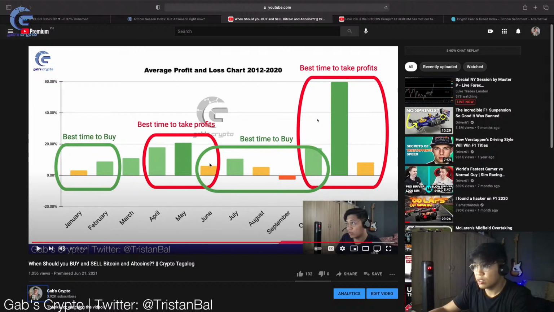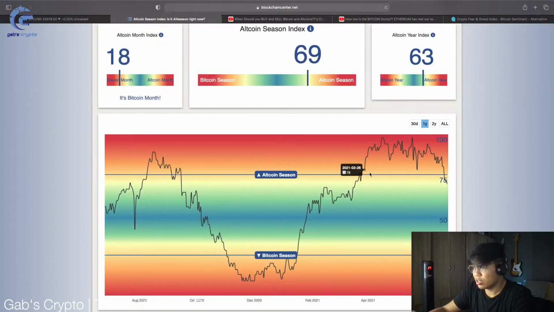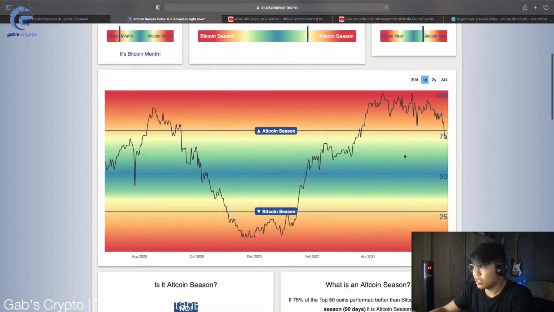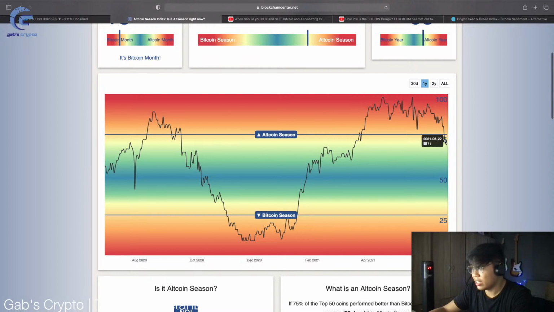So I said, right, on-chain data is telling us that altcoin season only lasts until this area, April, May, June, and then they take profit. And now let's look at the altcoin season index. The altcoin season index is right now declining, and altcoin season has now officially ended. So, yeah, bad news, guys. Altcoin season is over. So what should we do at this point in history?